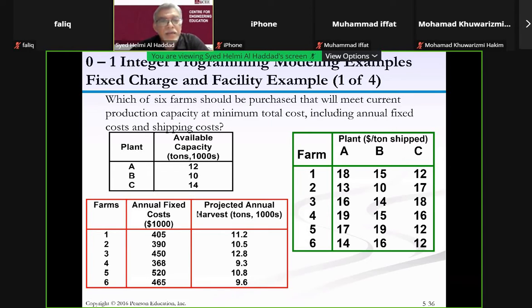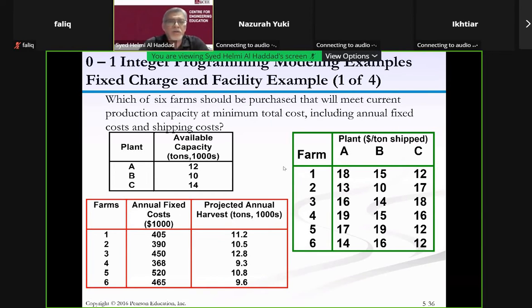And the other one is the fixed annual cost, including annual fixed cost and shipping cost. So we have shipping cost, and we also have the fixed cost, 405. Since we call the shipping variables X, we can call these Y. So 405 Y1, 360 Y2, and so on until 465 Y6. So this will be your objective function to minimize the total cost of shipping and also annual costs.